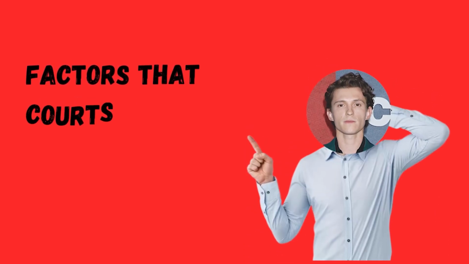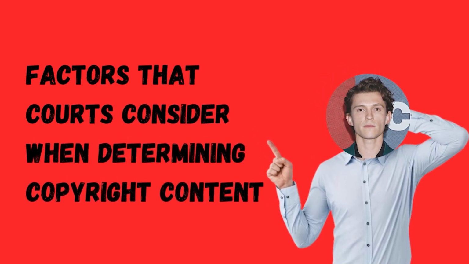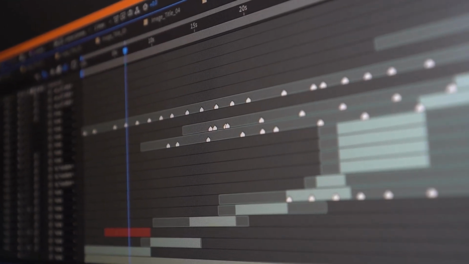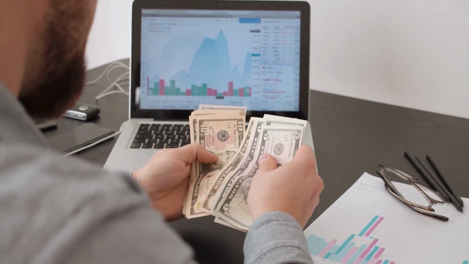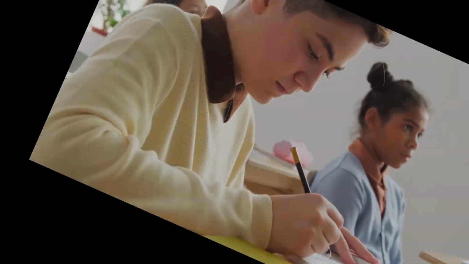Factors courts consider for fair use. In the US, courts look at four main factors: purpose and character of the use. Is your use transformative? Did you add value or meaning? Commercial uses are less likely to qualify as fair use. Nature of the copyrighted work. Using factual or educational content is more likely to qualify than using creative works like songs or movies.